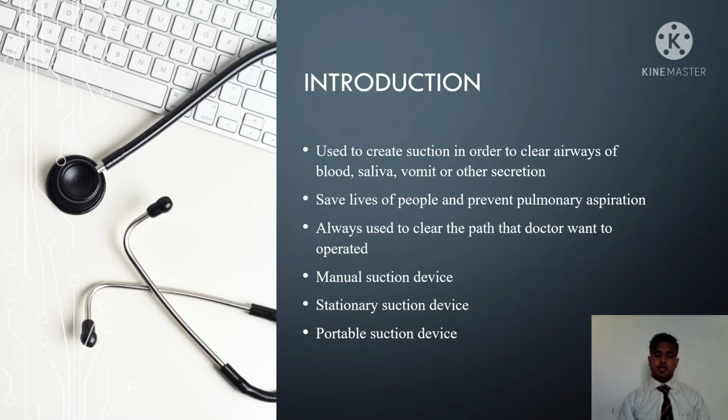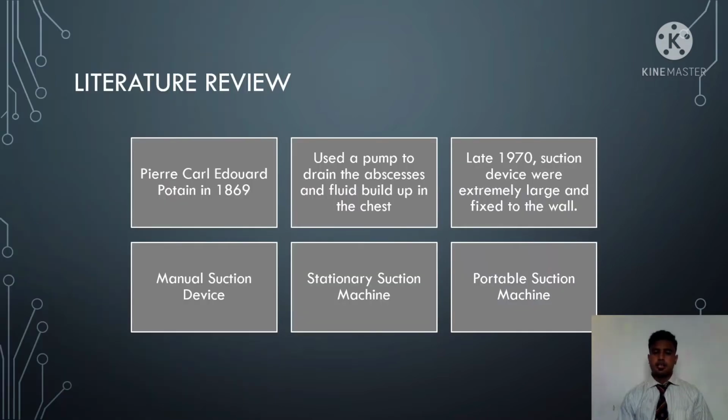During surgery, this device is always used to clear the path that the doctor wants to operate on by suctioning all of the blood spilled after cutting apart. There are three types of suctioning device, which are the manual suctioning device, the stationary suction device, and the portable suction device. Next, literature review.